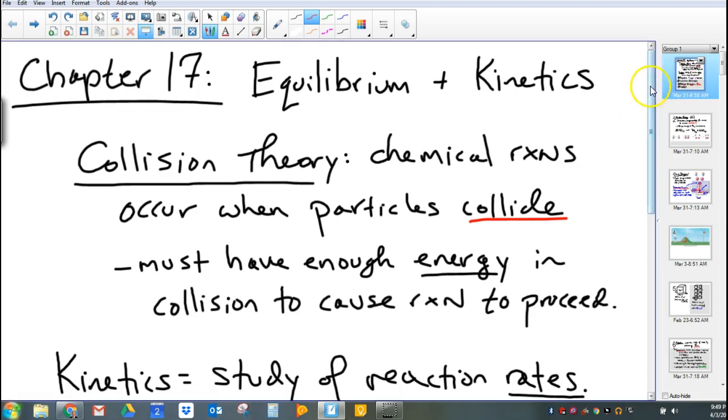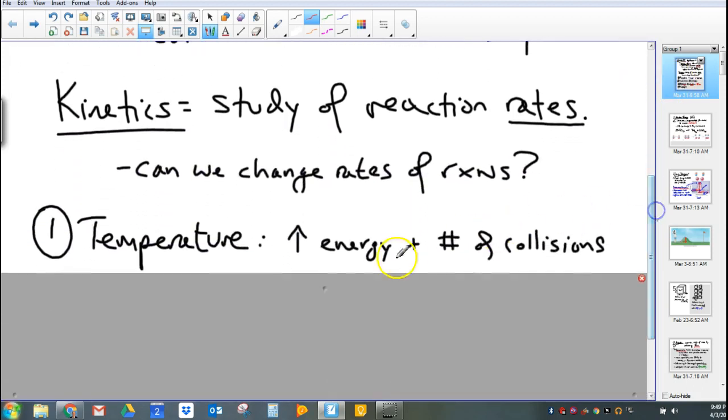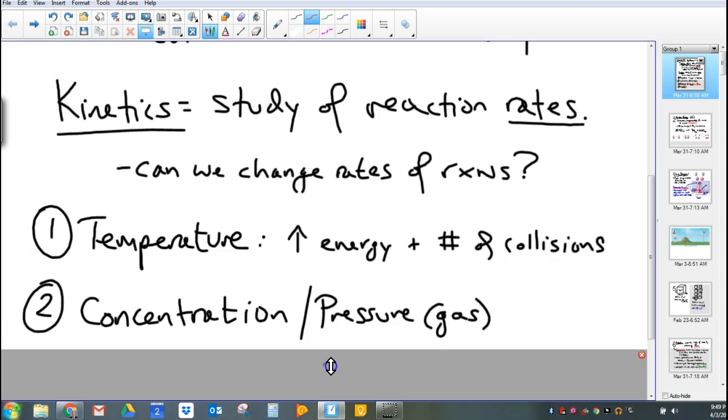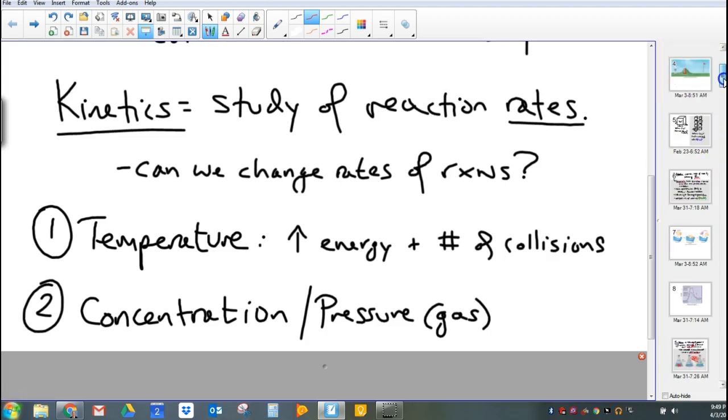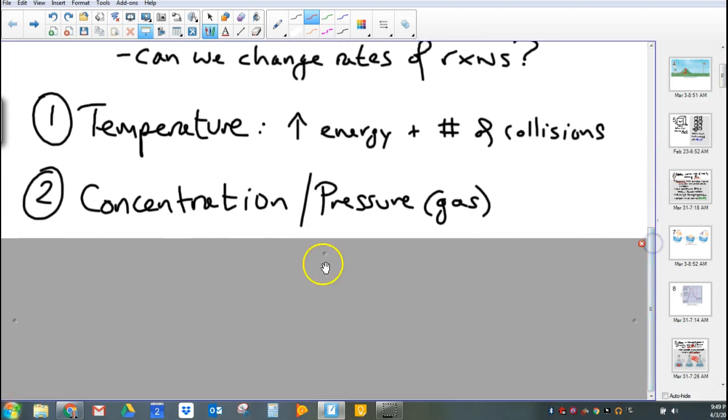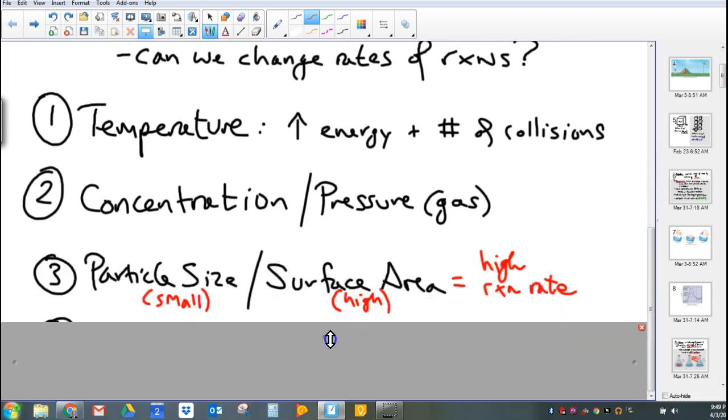Other things that can change the reaction rate. Concentration. Now, concentration, or pressure in the case of gas, is simply how many reactive molecules are present per unit space. And obviously, the higher the concentration, the more molecules there are, and the more likelihood of a favorable collision to make the reaction go forward. Let's see, what else? Particle size or surface area.